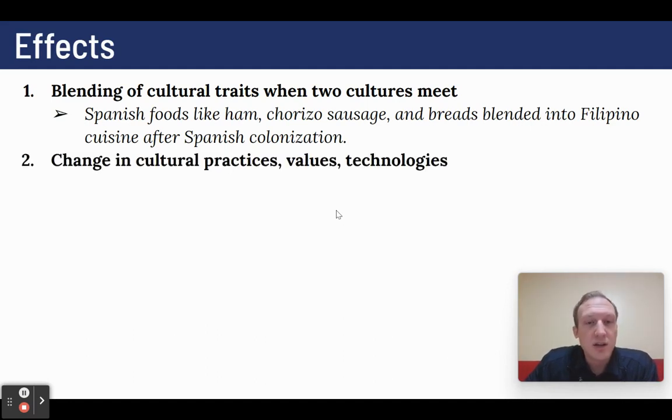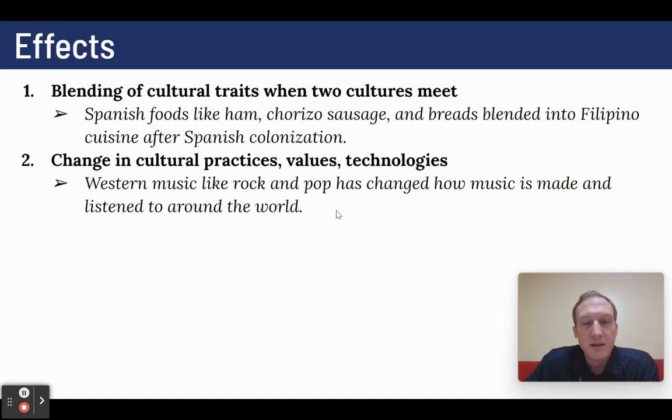Second, there's a change in cultural practices, values, and technologies. What we mean is the idea that things can spread throughout and it changes the way that other people do things. Even if you're not copying their culture, it changes how things happen.